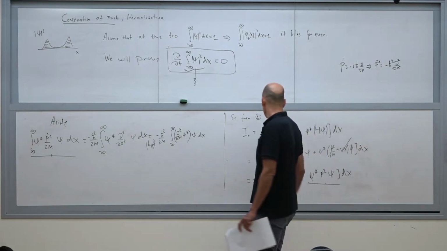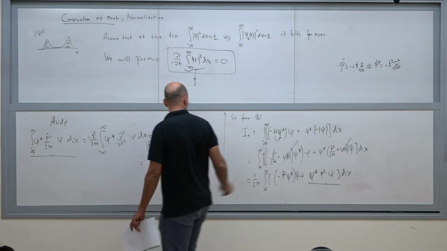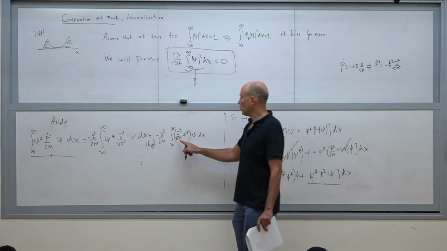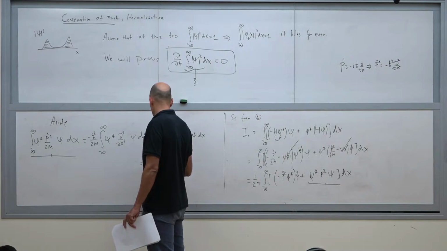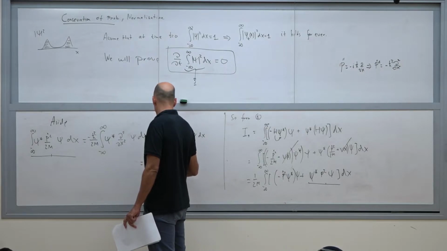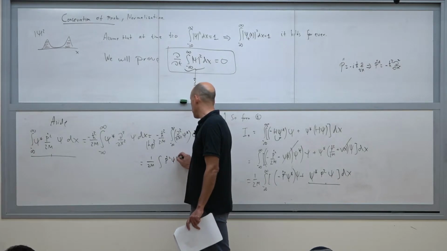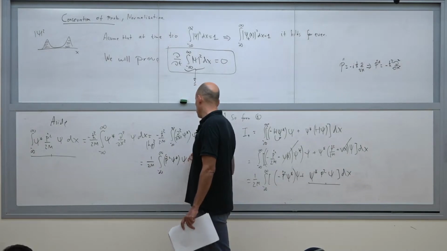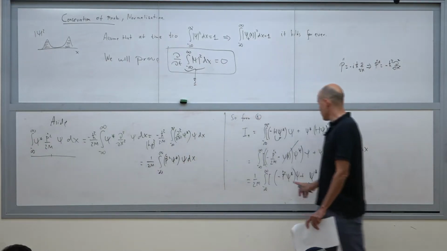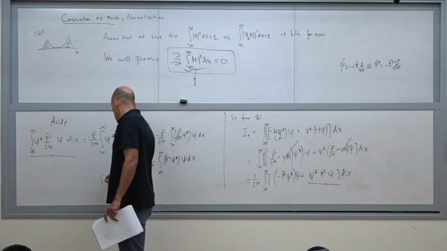But what is this guy? This is simply the same as this. Because you see here, what is this guy? This is simply, with the opposite sign, 1 over 2m p squared, because of the minus here and the h bar, p squared psi star psi dx. And you see here I have it exactly with the minus. So this cancels.